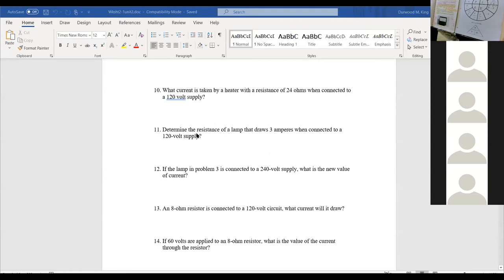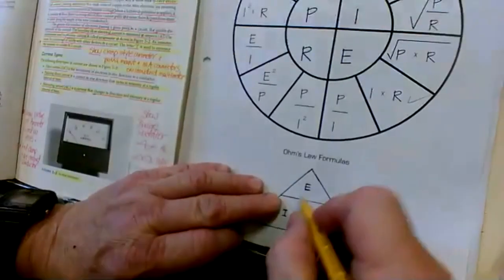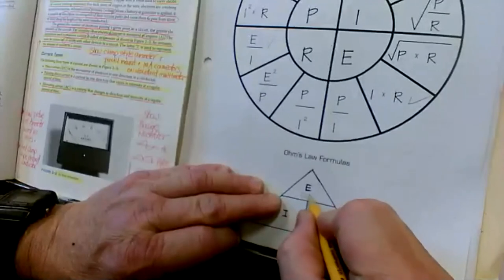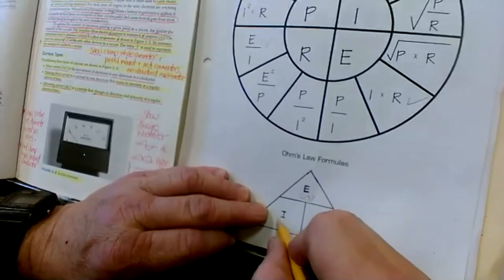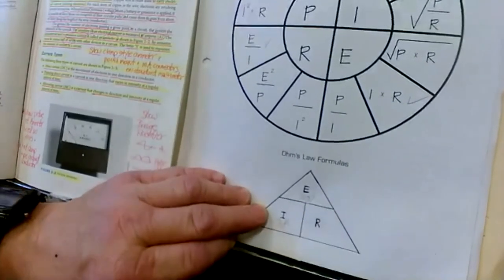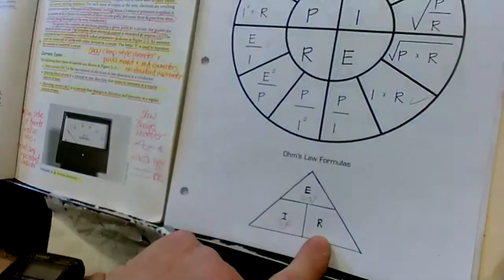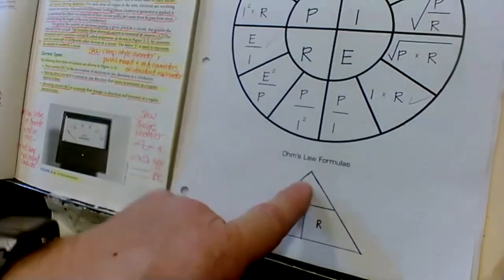Determine the resistance of a lamp that draws 3 amperes when connected to a 120 volt supply. So you're given two variables. You're given 120 volt and 3 amps, and you want to know the resistance of the lamp. So you put your 120 in here, and you put your 3 amps in here. And then the unknown is, so what, how do you calculate that?